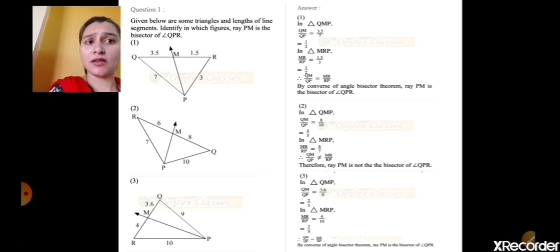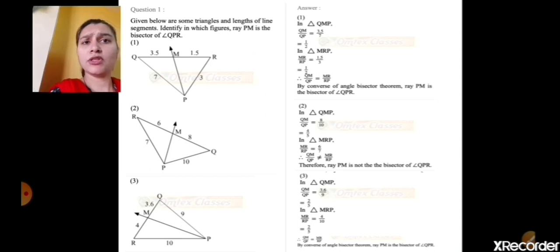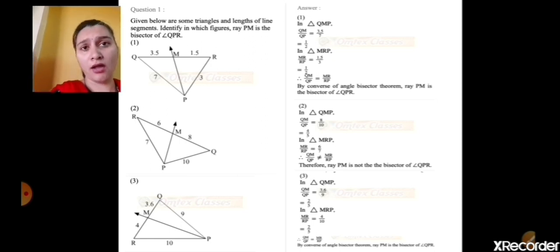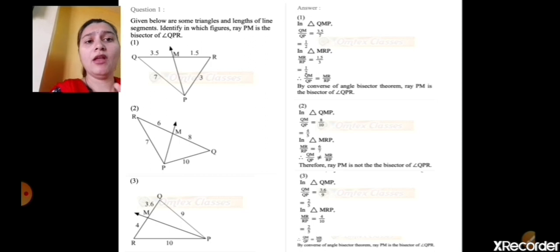When you go with the second sum, you can see the triangle PQR. Again in this triangle, the values are given to you. First one, the ratio is 4 upon 5 and second one is 6 upon 7. Are the ratios equal? No. The values are not equal, so the ratios are not equal. Therefore ray PM is not the bisector of angle QPR. Understood how you have to identify? Very good.